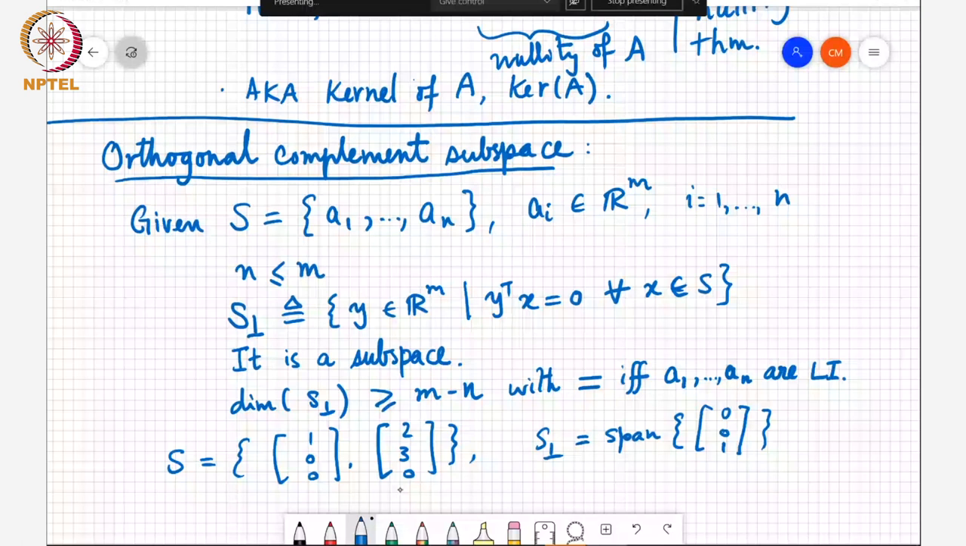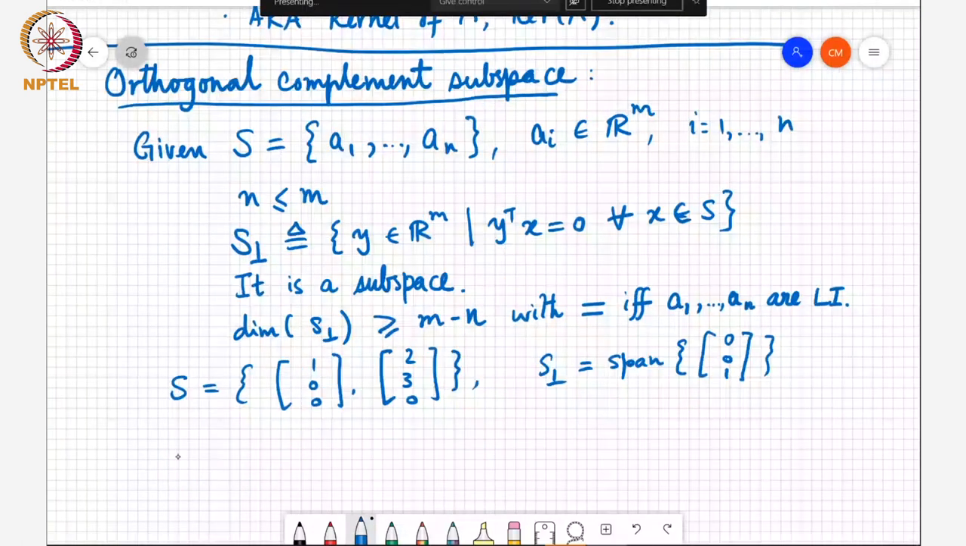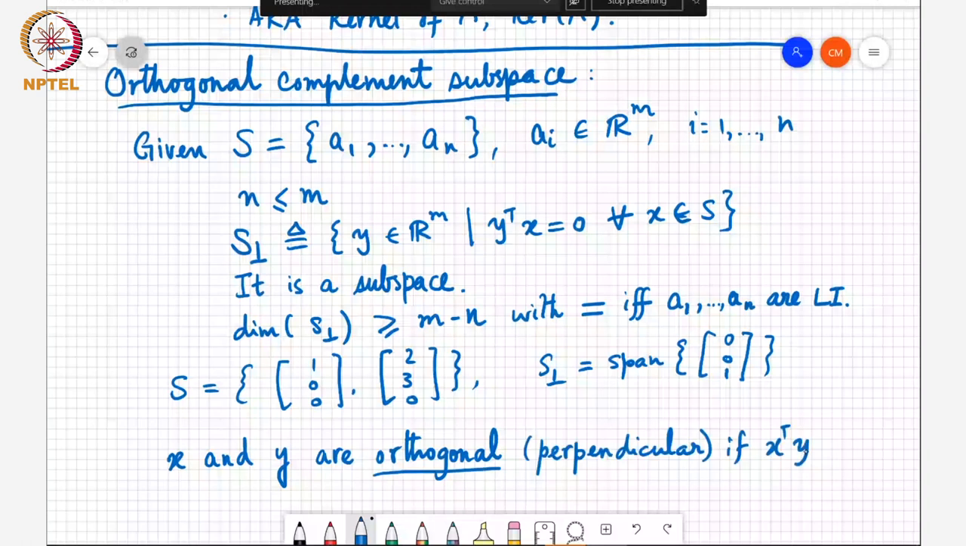So in this context, when things like this get satisfied, we call these vectors orthogonal. X and Y are orthogonal, also perpendicular, if X transpose Y equals 0. This is for real vectors, but for complex vectors we normally use X Hermitian Y equals 0. This is what is known as the usual inner product.